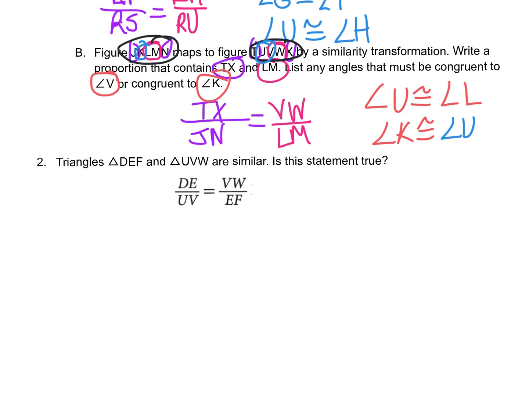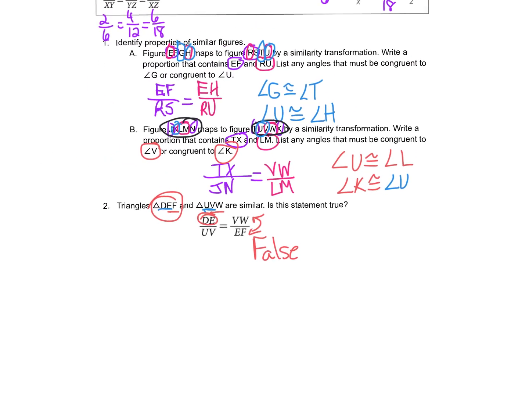Triangles DEF and UVW are similar. Is this statement true? Well, DE maps to UV, or is in the same place as UV, so that's right. And then VW maps to EF, that's right. But the statement is false because these two are flipped. All these letters needed to be on top because DE is on top. Okay, next page.